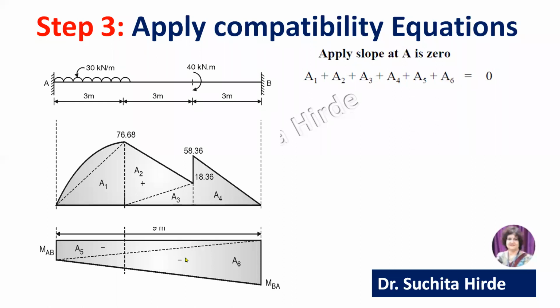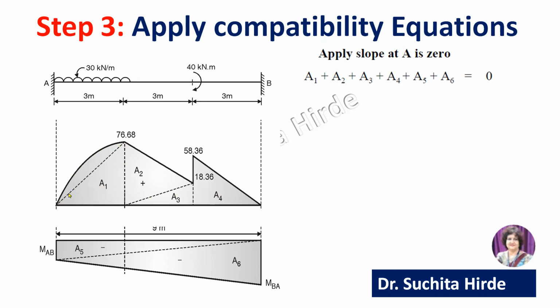Now in this bending moment diagram, except A1, all other areas are a triangle, and you know that area of triangle is half base into height. Only thing is how to calculate A1. So let us see how to calculate A1. I have divided this into a triangle and this curve part. Now area of triangle, we know that half base, which is 3 meter, into height, that is 76.68.